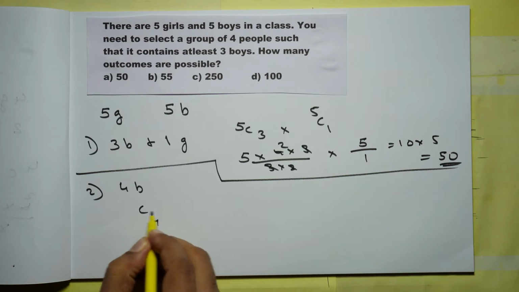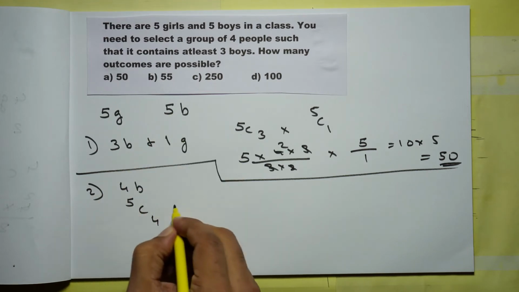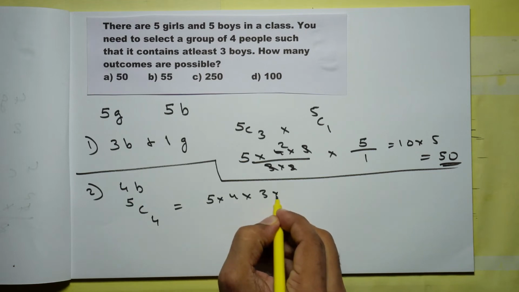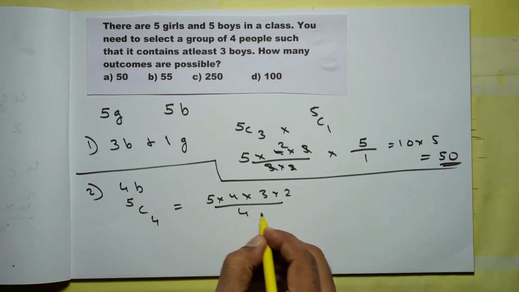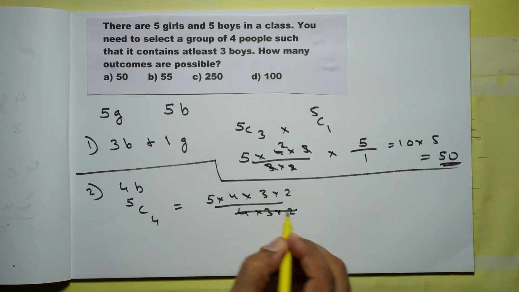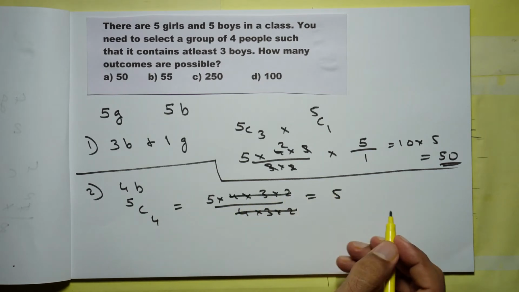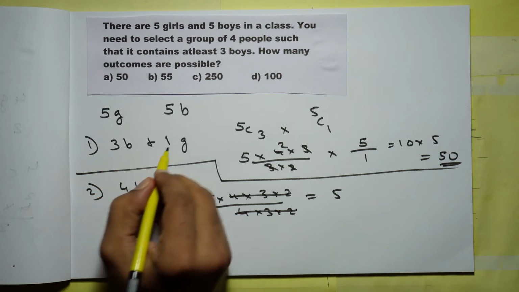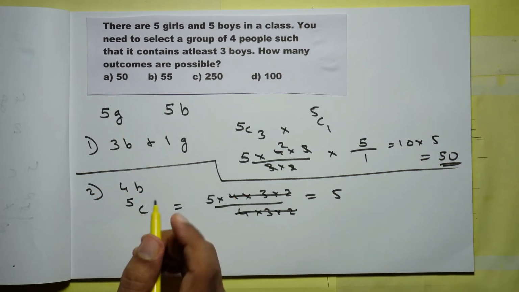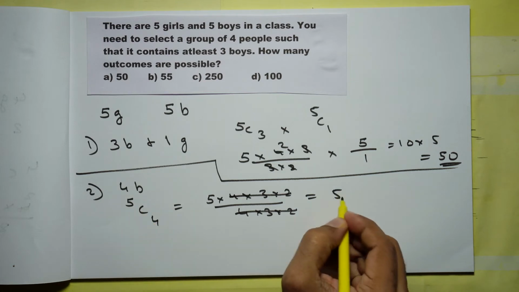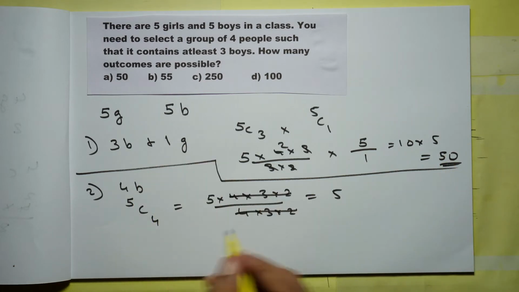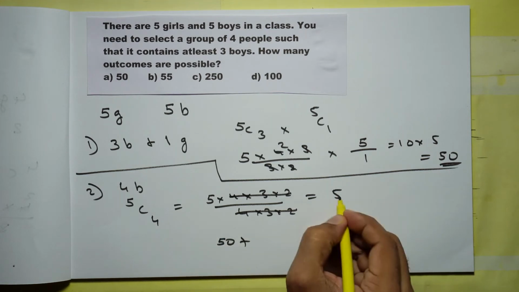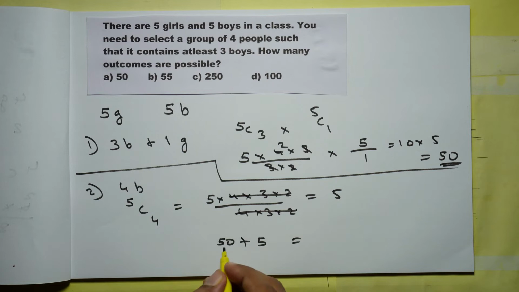Now the 4 boys are to be selected from the 5 boys. So 5C4. So that will be 5 into 4 into 3 into 2 divided by 4 factorial. That is 4 into 3 into 2. 4 into 3 into 2 cancels with 4 into 3 into 2, that is 5. So either this or this. If you are selecting 3 boys and 1 girl, altogether 50 possible outcomes. Now if you are selecting all 4 as boys, then altogether 5 possible outcomes. So you will get one of these 50 possible outcomes or you will get one of these 5. So this or this you have to add. 50 plus 5, altogether 55 possible outcomes are there. That is option B.